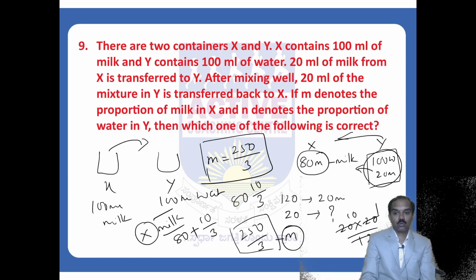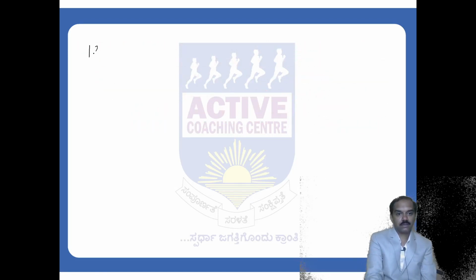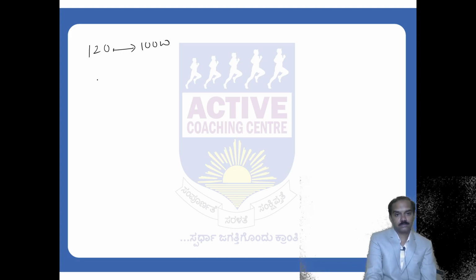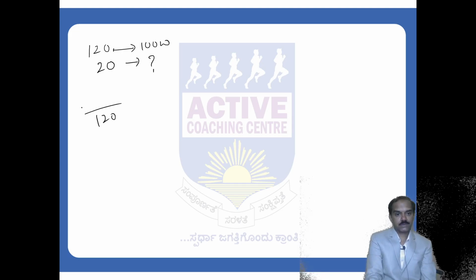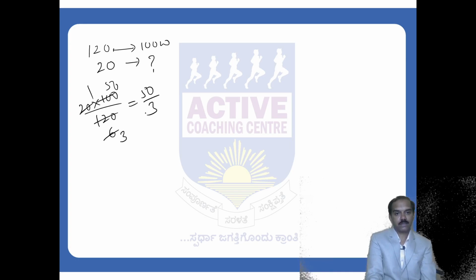Now let us concentrate on water content in Y. What happened to water content in Y? If you shift everything, 120, to X, then 100 water will go out. But we are shifting only 20 liters from Y to X. How much water will go to X? Always put the question mark on the right hand side. First one always in the denominator, rest in the numerator. 2 ones are 2, 6 ones are 6, 2 threes are 6, 50 is 50 by 3. This much water content is going out to X from Y.